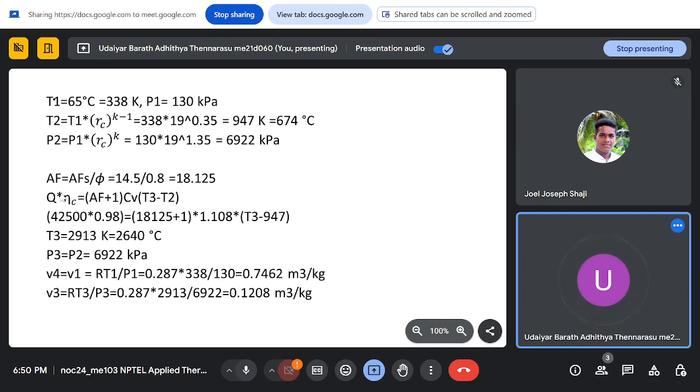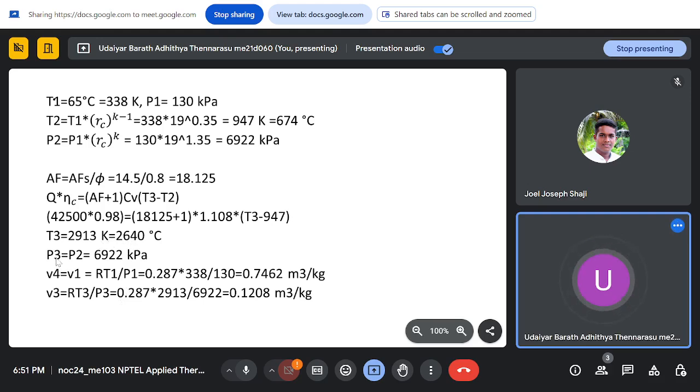So Q is 42500, the calorific value, into the combustion efficiency 0.98, and air fuel ratio is 18.125 plus 1, into your Cp of air, which is 1.108, or else you can find out 0.815 plus 0.287, into T3 minus T2. T2 we have found out as 947. So with this we can find out T3 as 2913 Kelvin or 2640 degrees Celsius.